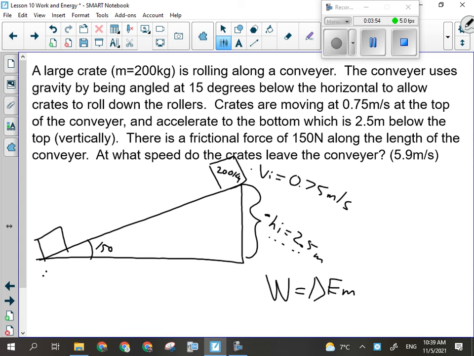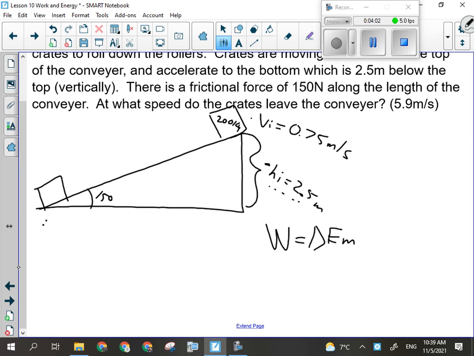Now, this is the part where I really have to see into the problem so I have all the information I need. Work is being done, and it's being done by what force? By what force? What force is changing the mechanical energy? We just said the mechanical energy at the top and the mechanical energy at the bottom are not the same. Why? What force is making them not the same? Friction. So that means friction is doing the work in this question.